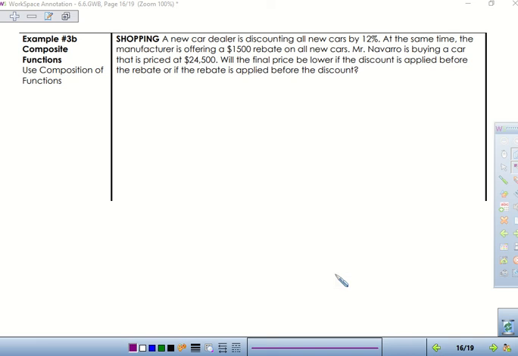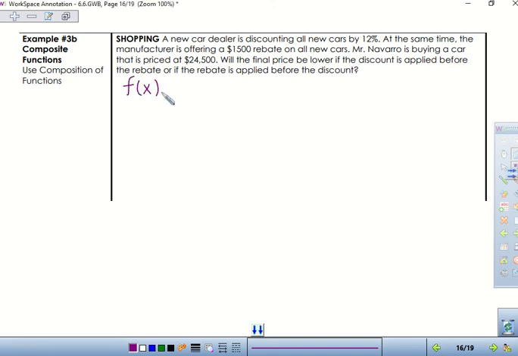So it's basically just the same thing as the last one, like a $5 coupon. But obviously for bigger purchases, they call it a rebate. So I just want to make sure you all know what that is. So it's similar to the $5 off. So the car that they're purchasing is $24,500. So we want to figure out if it's better to take the rebate and then the percent, or the percent and then the rebate. So, first and foremost, we have to write functions for both of these.